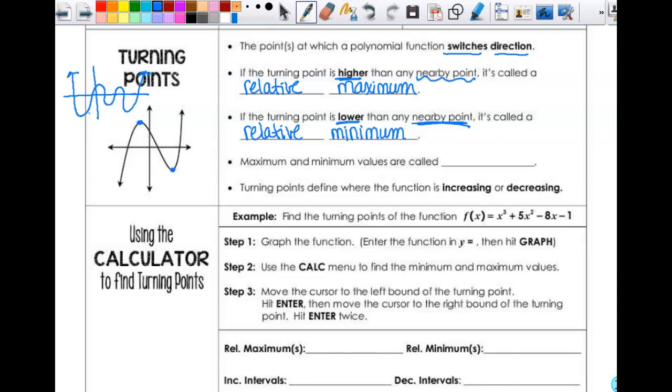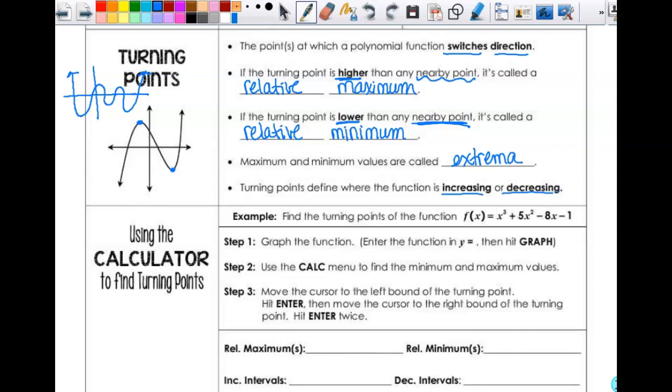So our maximum and minimum values are called critical points, but there's a subcategory of that. What's that? Do you remember? There are maximums and minimums. They're extreme values. So what do we say for plural? Extrema. Yes. Okay, good. Extrema. And then the turning points define where the function is increasing or decreasing. So we've kind of already talked about that. I just wanted to clarify the relative part of that.